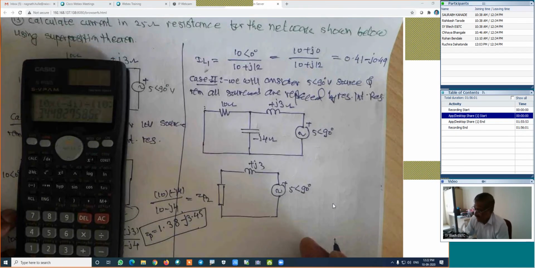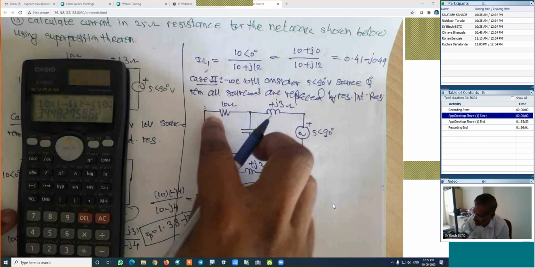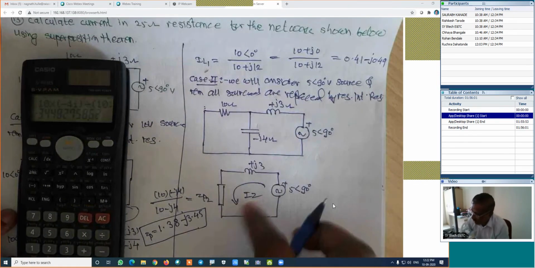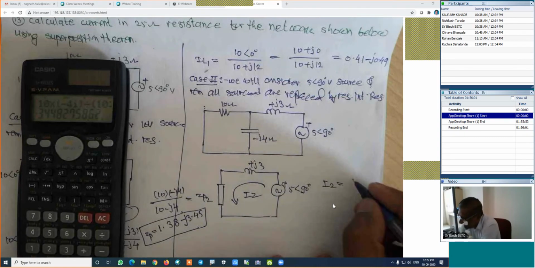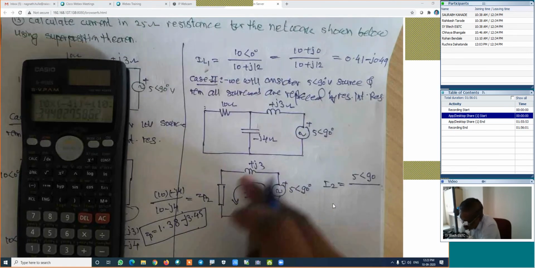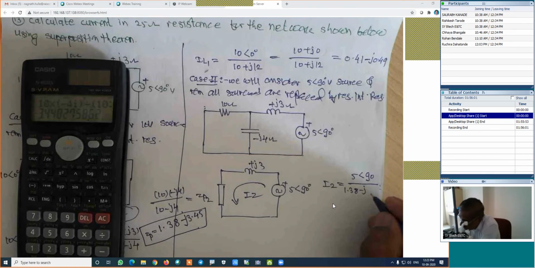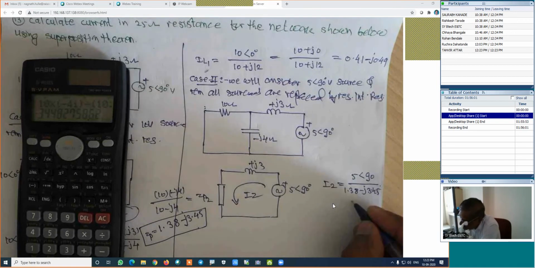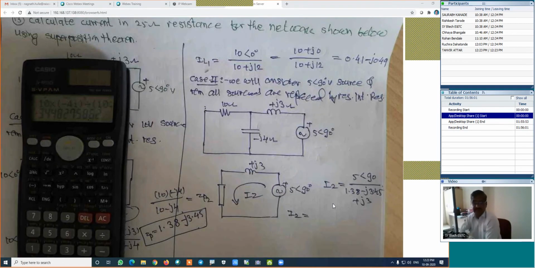This is right. Now here we will find out the current for the second case, because in this we have calculated this current. This is I2, the total current for case 2. Total current for case 2 is 5 angle 90 degrees divided by this impedance plus this, means 1.38 minus j3.45 plus j3. I will find out I2.